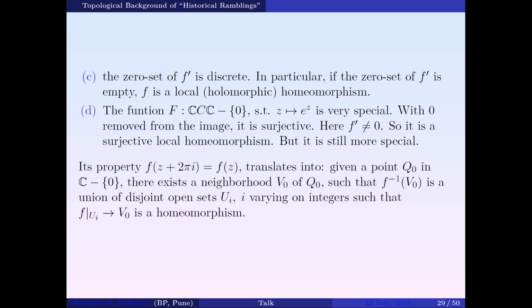And its usual periodic property, f of z plus 2 pi i is equal to f of z, translates into a topological property. Given a point q0 in C minus 0, there exists a neighborhood V0 of q0, such that f inverse of V0 is a union of disjoint open sets indexed by i varying over integers, and such that if you restrict f to one of those open subsets, then it's a homeomorphism. This is the difference between local homeomorphism and homeomorphism. But this is a very special type of local homeomorphism.